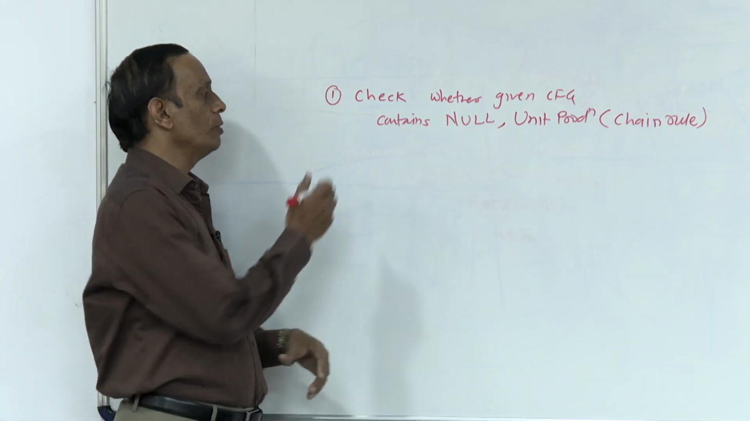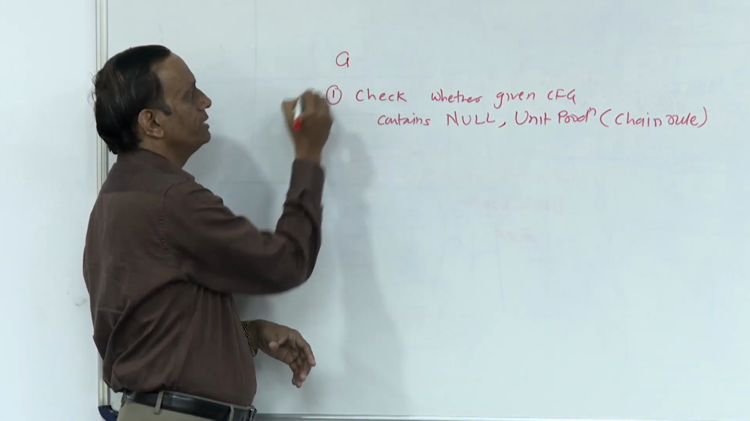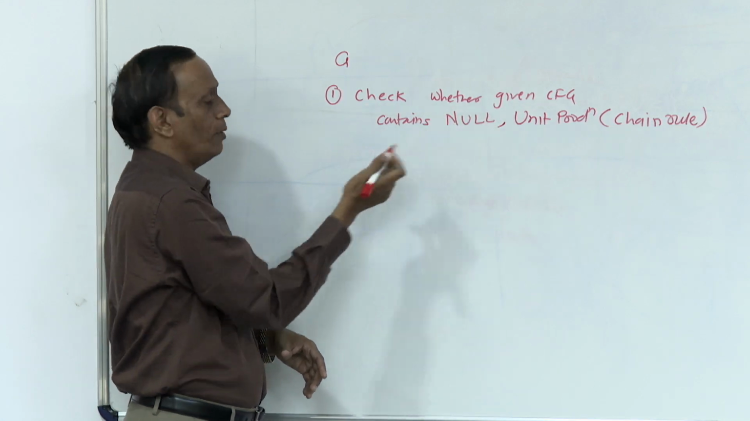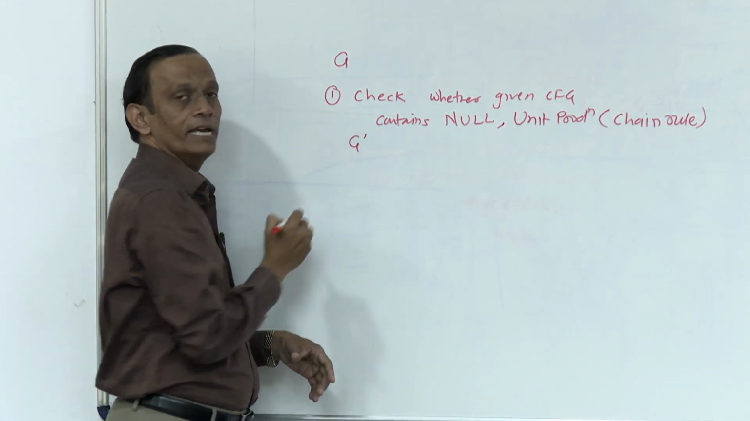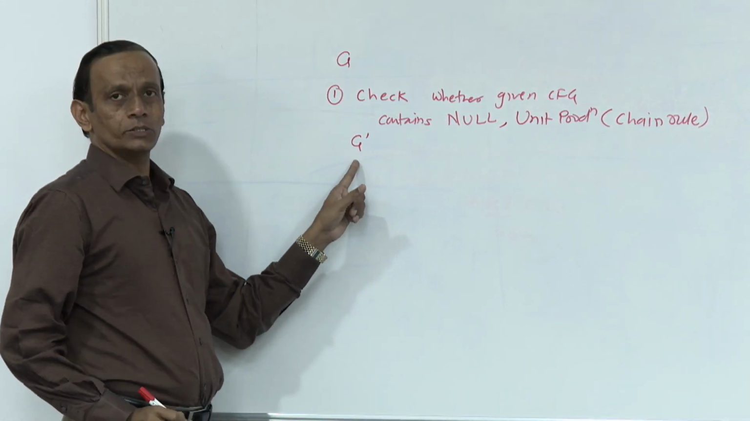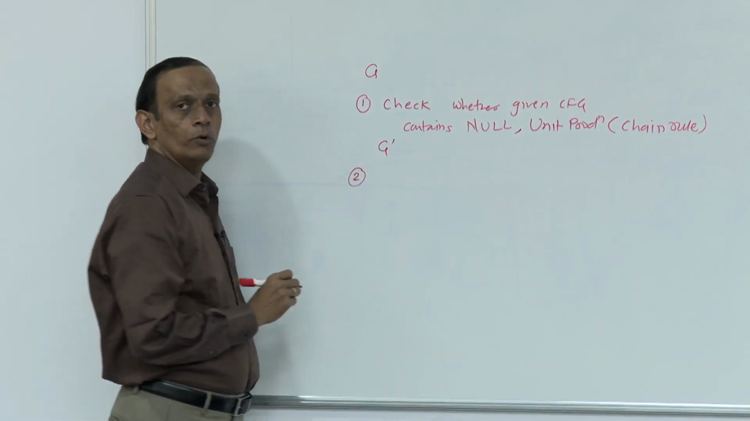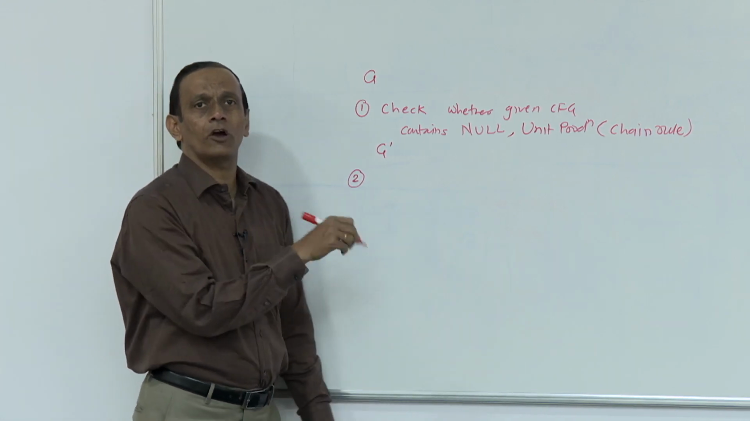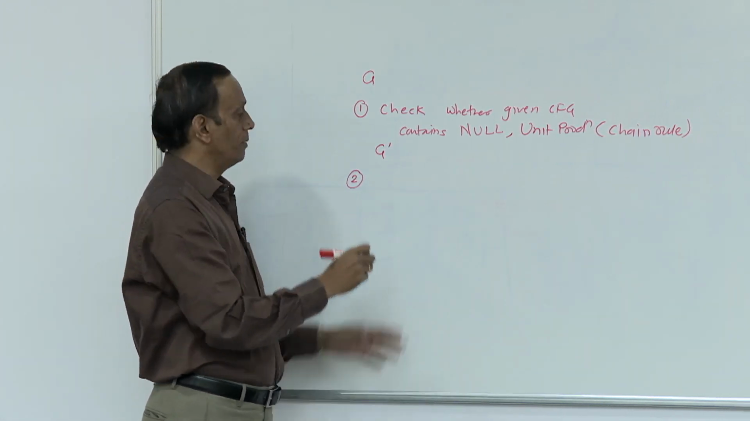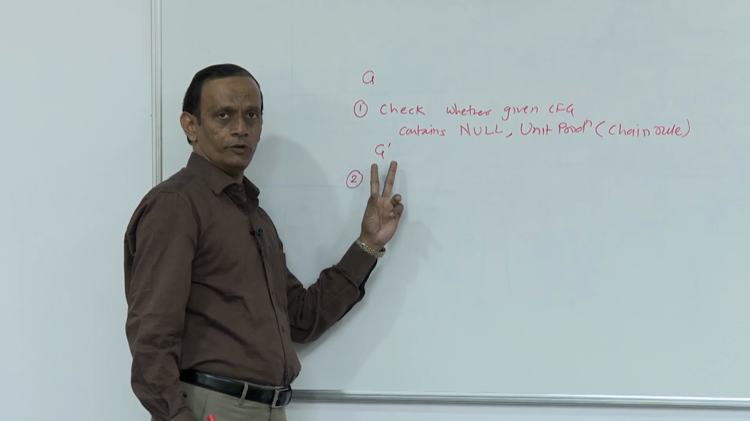So ultimately we would be getting some grammar. Suppose we have been given G, and after removing null and unit productions, say we got G dash. Now we have to use this G dash to convert into CNF form. So the next stage would be that we have to control the terminals which occur towards the right side of the productions that we got in the production set of G dash.